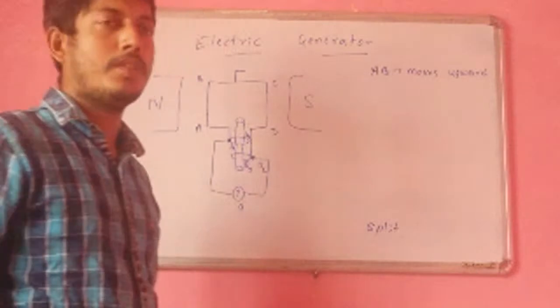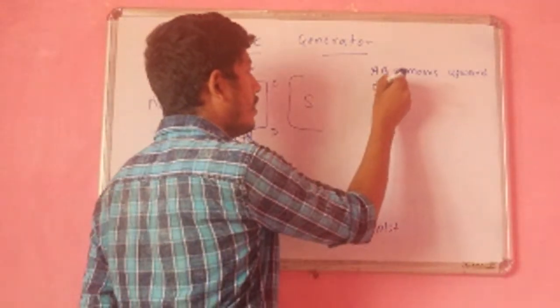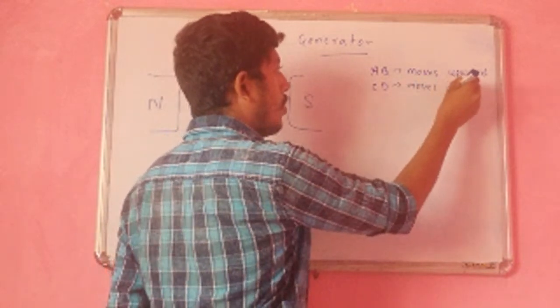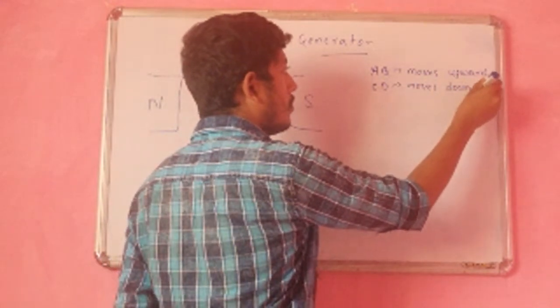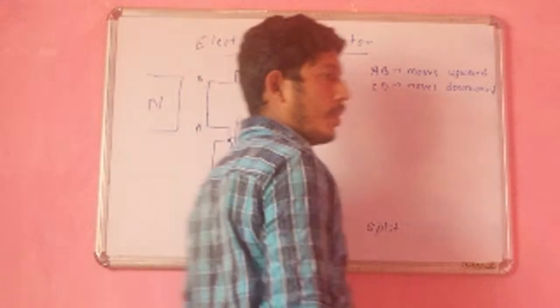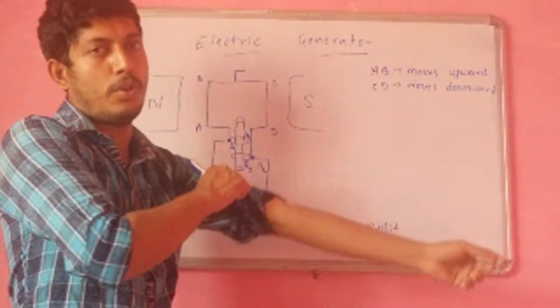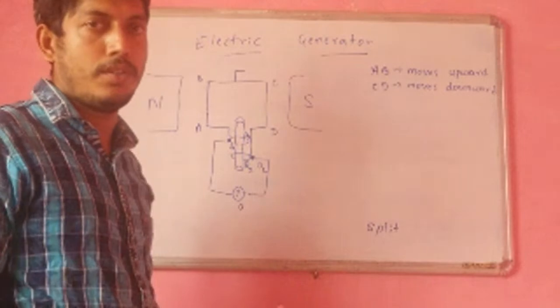Arm AB moves upward and arm CD moves downward. Initially, what happens when the armature is rotated with the help of the handle: arm AB moves upward and arm CD moves downward. That means it is a clockwise rotation.